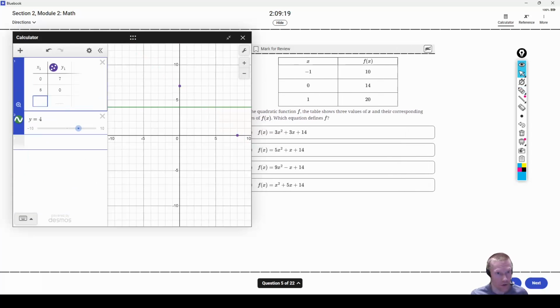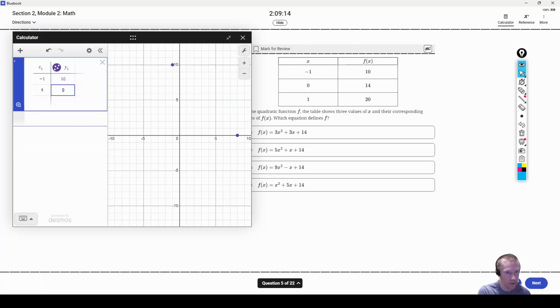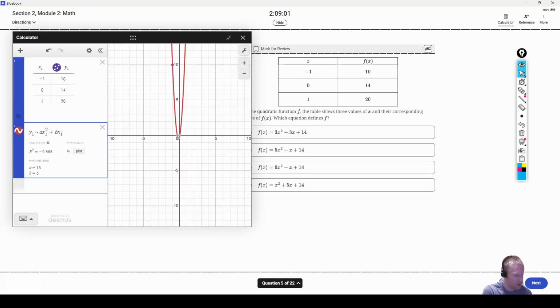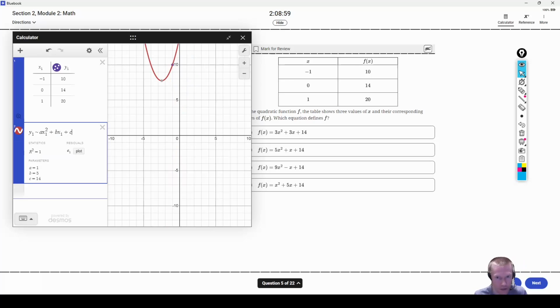So all you have to do in Desmos is make a table with the 3 points, and then we do a quadratic regression. And we get a, b, and c. Okay, a is 1, b is 5, c is 14. So we're looking for 1x squared plus 5x plus 14. All right, it looks like it is letter D down here. So that's going to be the correct answer.